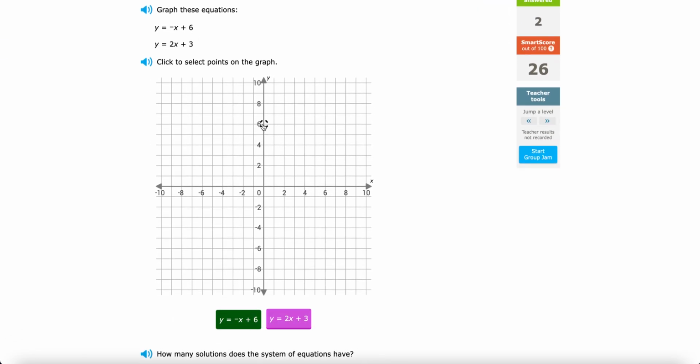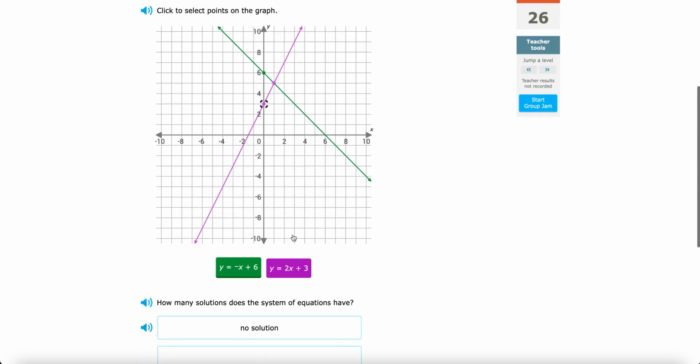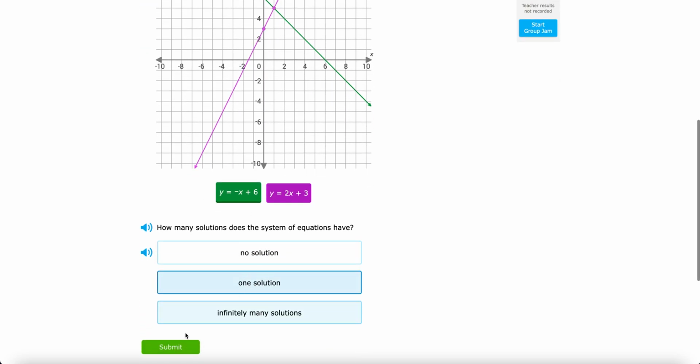Here, I'm going to start at 6. My slope is -1. That's down 1, right 1. I already know this is going to be one solution because my slopes are different. So here is this one. This is, again, one solution.